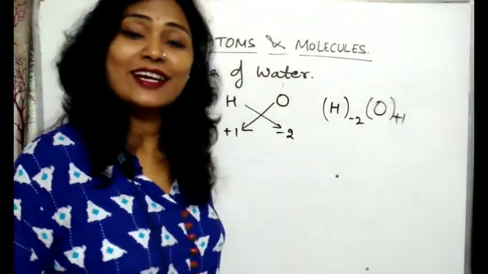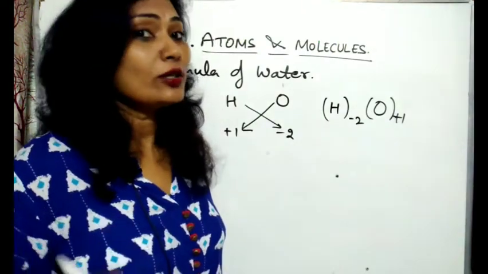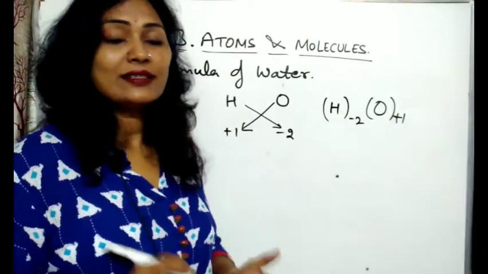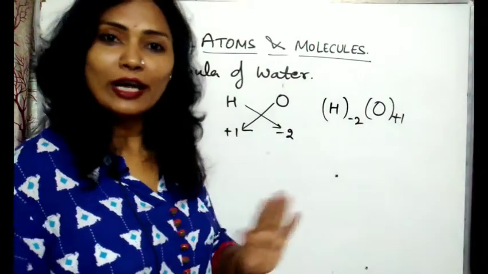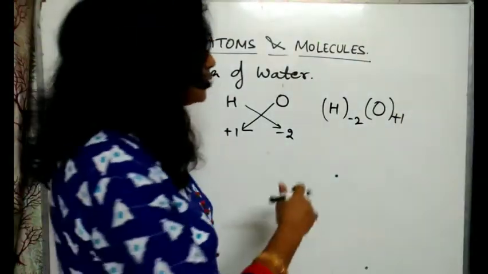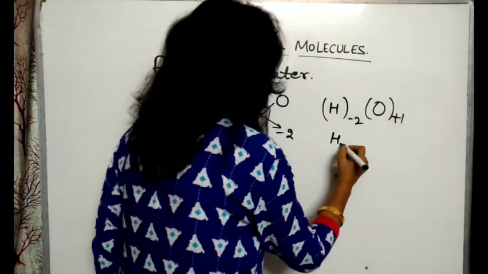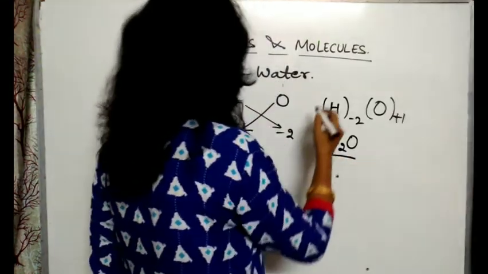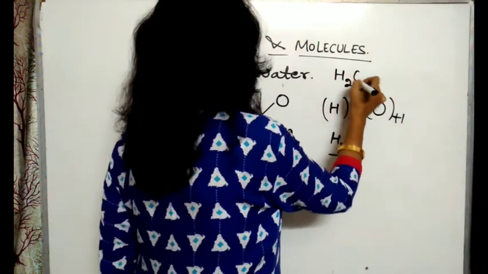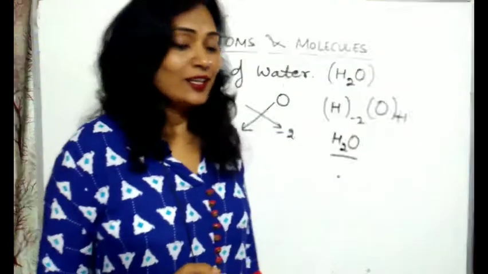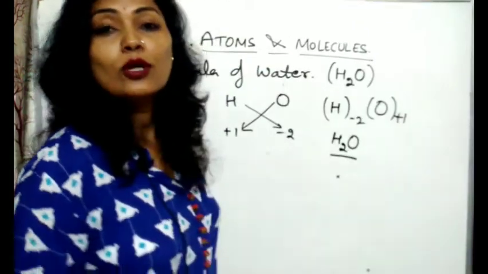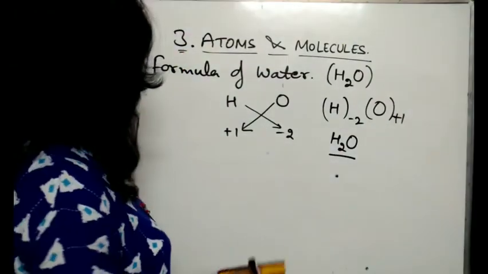If 1 is there, then we should ignore that 1, and the last step is to ignore the plus and minus also. No need of writing plus and minus. So you will write H2O. So this is the formula of water, H2O. Okay. Now next we can write the formula of hydrogen sulfide.